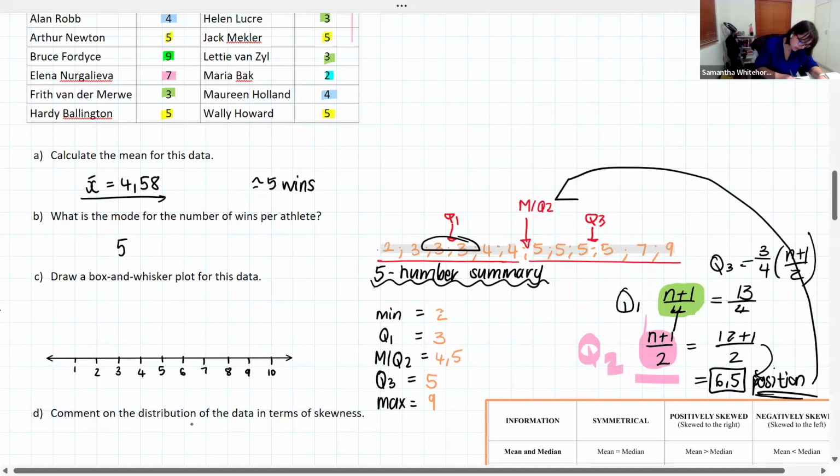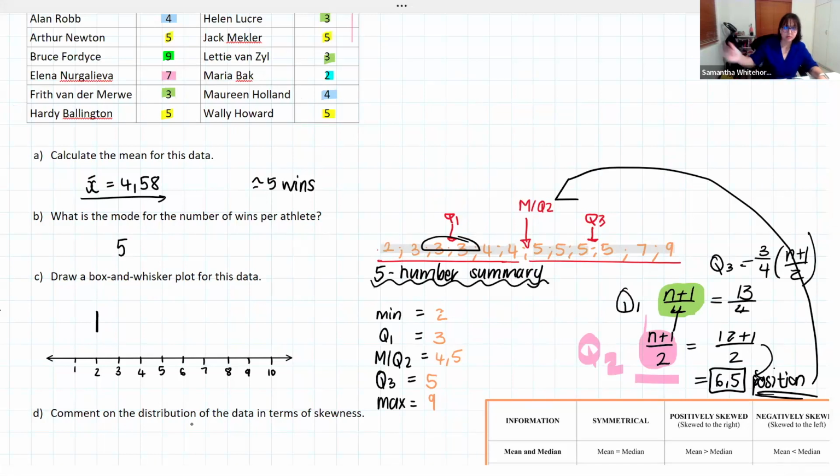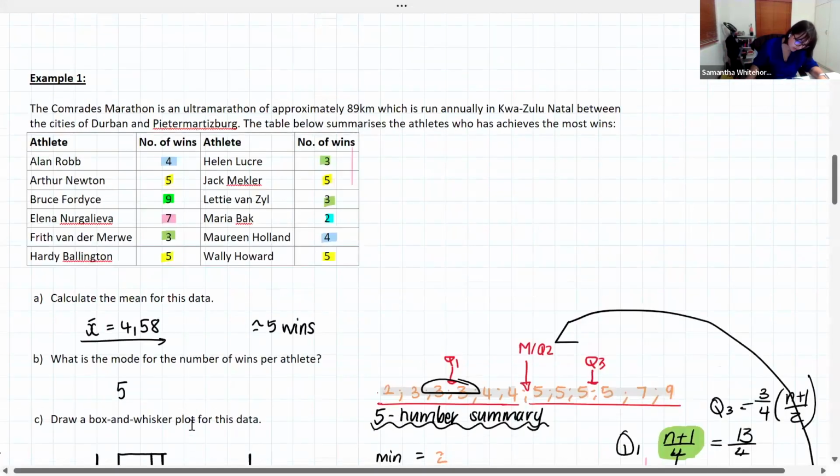Minimum. Now guys, I use vertical lines. So for every minimum, Q1, Q2 and so on, I use a vertical line. I'll show you what some other people do. I don't care if you do it. So that's my minimum. Q1, the median is 4.5, so between 4 and 5, then 5, and my maximum at 9. You join the middle 3 lines to form your box. From Q3 to your maximum is a whisker.